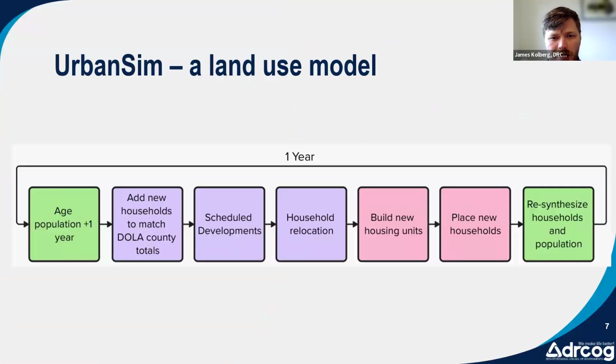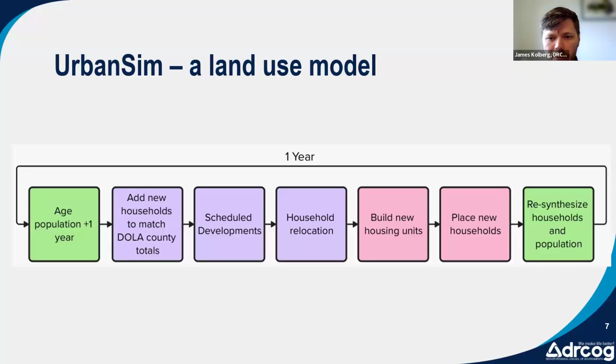And so this is a very high level overview of the steps that happen within one modeling year. We age the population in the region, and then we add new households in to match with those county control totals that we get from DOLA. We build scheduled developments, which are known developments. The model isn't choosing where to build; these are just forced to be built. These are things that are already under construction or in the very final phases of planning, and we know they're going to be built.